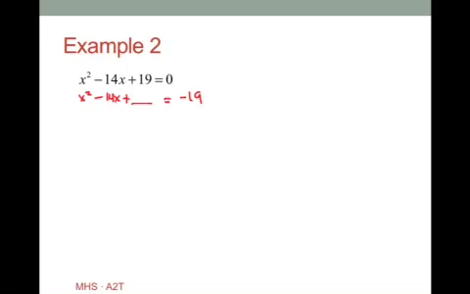Okay, hopefully you found something like this. x squared minus 14x plus something equals negative 19. Now we want to figure out what that something is. What do we need to complete the square? What value are we going to put in there? Now this is a little strategy that I use. I write down what b is. b is negative 14. b over 2 is negative 7. b over 2 squared is 49.